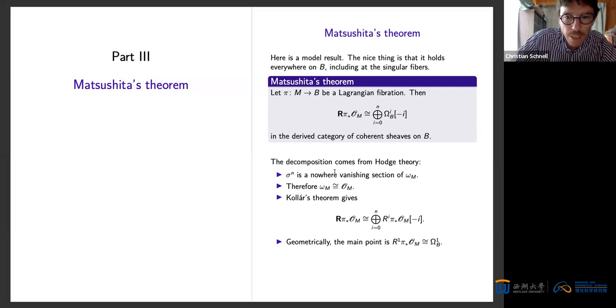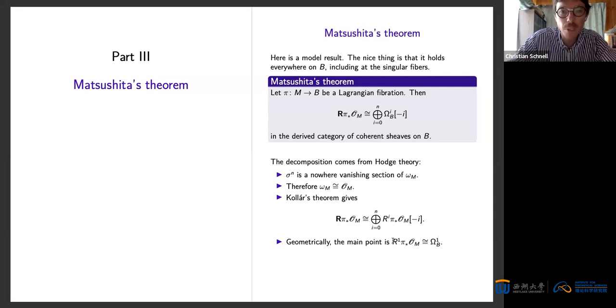Okay, so if you know some Hodge theory, this is a familiar result, I suppose. Geometrically, the main point of Matsushita's theorem is that the first push forward of the structure sheaf is the sheaf of one forms. Then you can start taking wedge products, then the second push forward will be the second wedge power, so it will be omega-2, and so on.